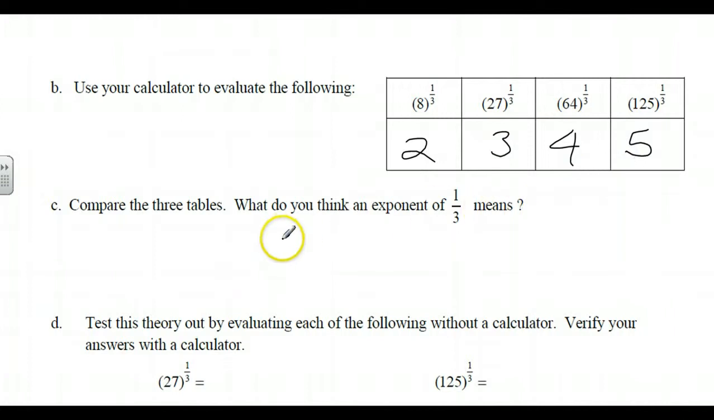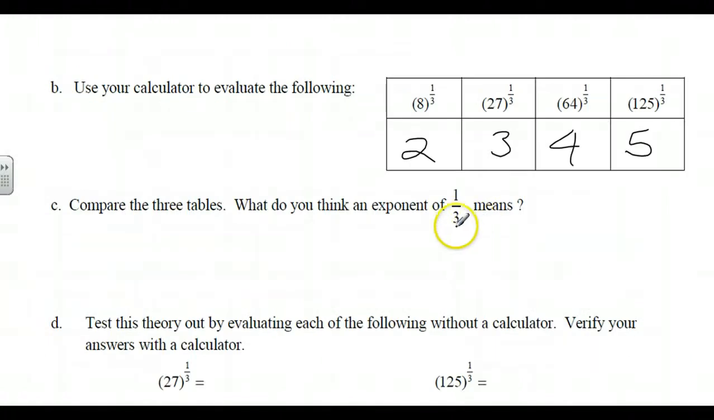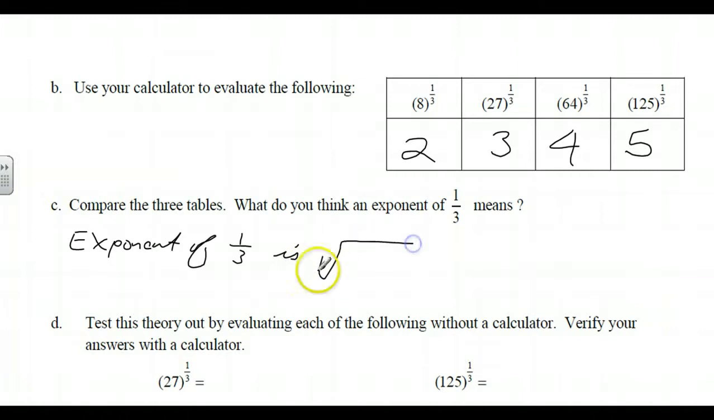Pair the three tables. What do you think an exponent of 1/3 means? So here, let's back up. 2 cubed is 8. Cube root of 8 is 2. So comparing all of these, we can see that an exponent of 1/3 is the same as cube root. So an exponent of 1/3 is cube root. Don't forget you need the index 3.